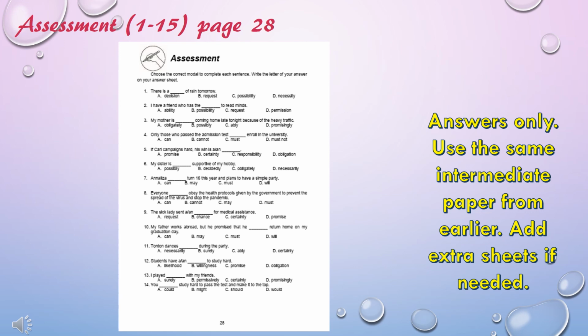Class, another activity that you should answer is assessment 1 to 15. This is found on page 28 of your module. Please use the same intermediate paper from earlier. Your module actually has 14 items, so automatically number 15 is a bonus. So with this, I'm giving you 1 minute and 30 seconds to answer. And if you still need more time, all you gotta do is to pause this video.